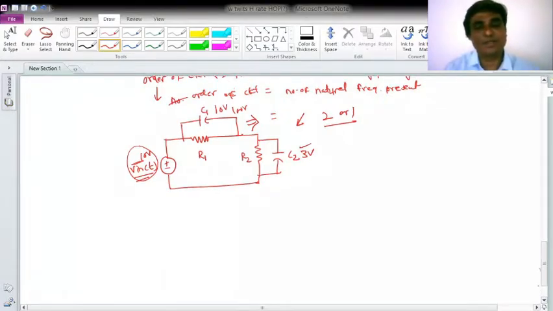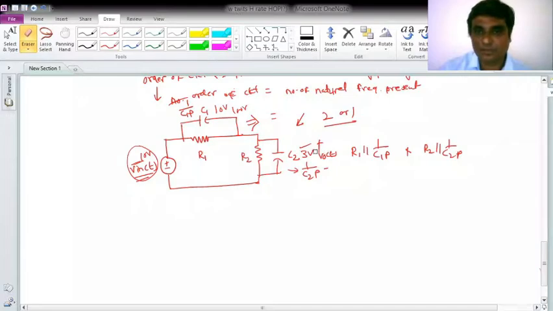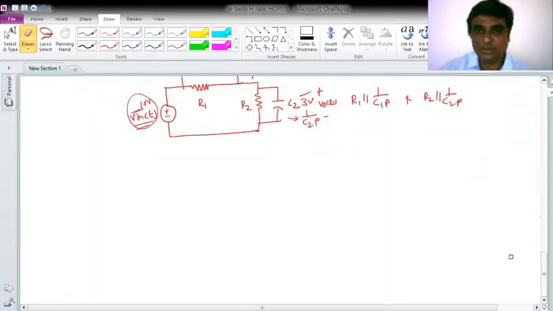Again, same, we can solve it. Treat C1 and C2 as a resistive element, so it will be 1 over C1p, and this is 1 over C2p. So I can observe that R1 is parallel with 1 over C1p and R2 is in parallel with 1 over C2p, and I am interested in this voltage V0 of t. Okay, so let us solve this.